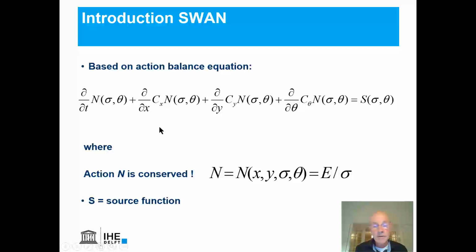So what is the physics behind SWAN? It's based on the action balance equation. The rate of change of wave action. This is the propagation of the wave action with the group velocity Cx and Cy. Those are the group velocities of the wave energy in both directions. This represents the propagation speed in the so-called theta space, so in the wave direction space, and it represents the refraction of waves. And on the right-hand side, we have the sources and sinks and the nonlinear terms.